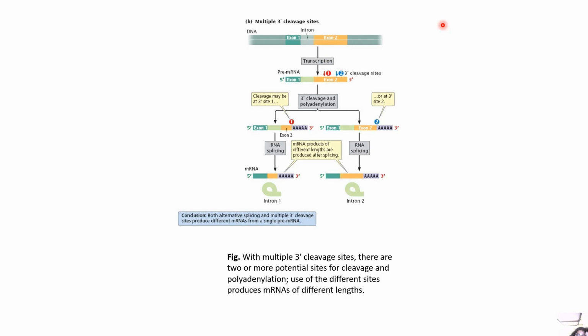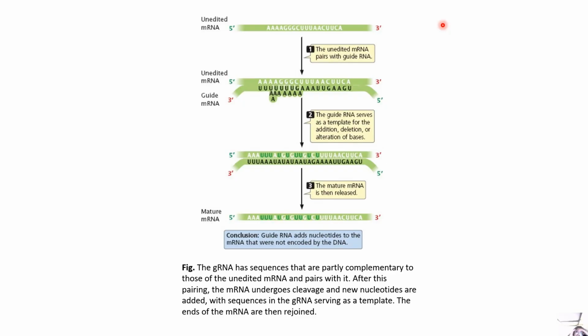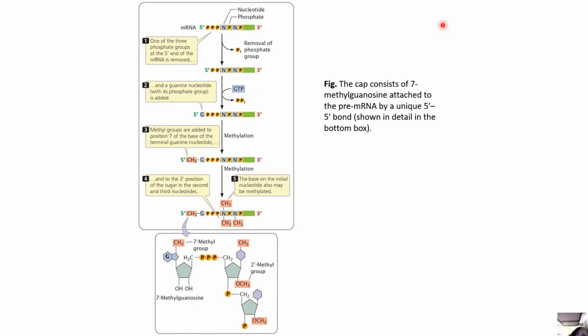With multiple 3' cleavage sites, there are two or more sequential potential sites for cleavage and polyadenylation. Use of different sites produces different mRNAs of different lengths. For RNA editing, the gRNAs are sequences that are partly complementary to those of the unedited mRNA and pair with it. After this pairing, the mRNA undergoes cleavage and new nucleotides are added, with sequences in the gRNA serving as a template. The ends of the mRNA are then rejoined.